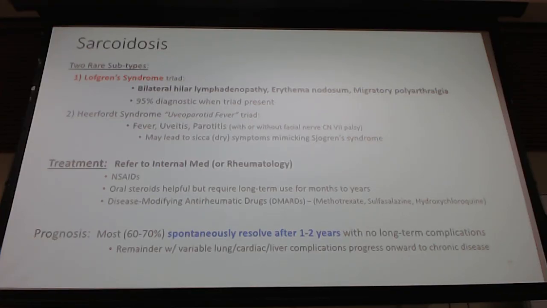Heerfordt's, I have a little picture of that. Again, this is another one where this is a syndrome where we've got these things present. So someone has a fever, they've got uveitis, and their parotid glands are swollen without a facial nerve palsy. That is considered a clinical diagnosis for Heerfordt's. How do you treat it? You refer them. If you suspect this, you can make a phone call first, but in general, this is probably a referral.